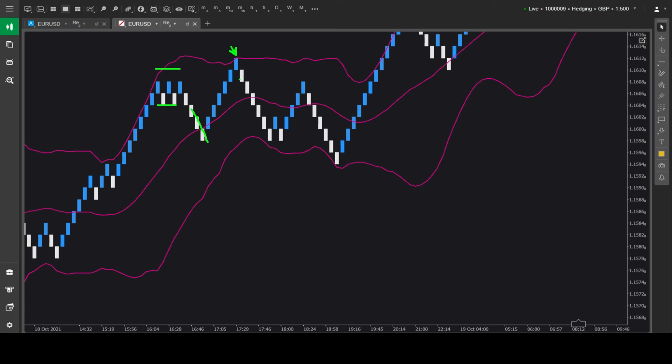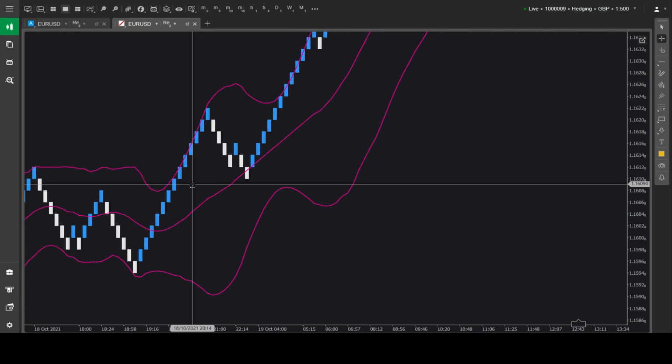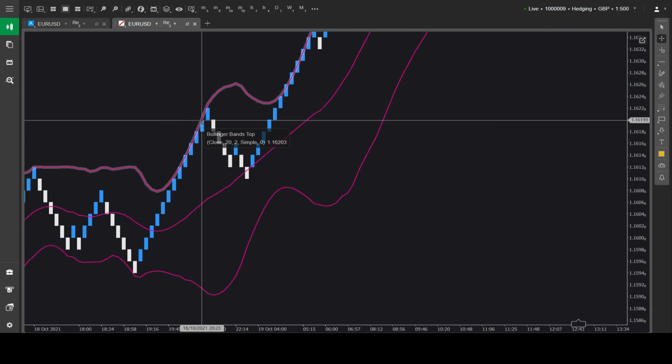Touches the top. Reverses. That's your entry just after the reversal. Is it pointing up? Yes, it is. Stops up here. You get your 3 bricks. You're now 7 trades up. Touches the bottom. It's obviously pointing in. There's your reversal. You get your 3 bricks. You're 8 trades up.